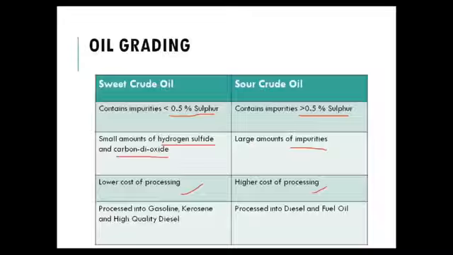Generally, because of its less sulfur content and fewer impurities, you can get more output and more throughput from sweet crude. Whereas for impure crude oil, because of its impurities, mostly diesel and fuel oil are formed from it.